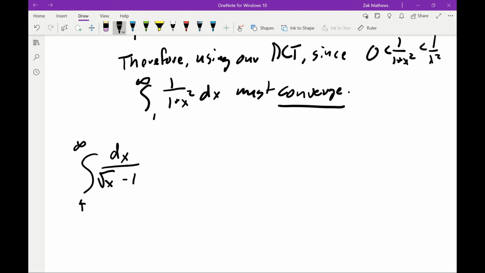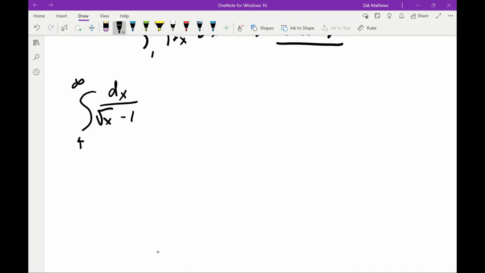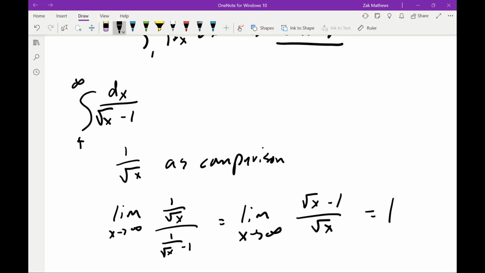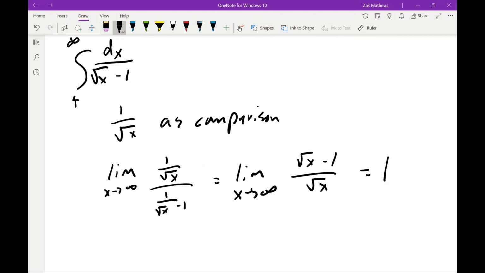Let's see if we can figure out something that'll work there. And I see that square root of x there, so I'm going to try to use 1 over the square root of x as my comparison. And so I'm going to take the limit as x goes to infinity of 1 over the square root of x over 1 over the square root of x minus 1. So we can simplify, and we'd have the square root of x minus 1 over the square root of x, and that limit is equal to 1. And so we've now shown that the limit value of their ratio exists.